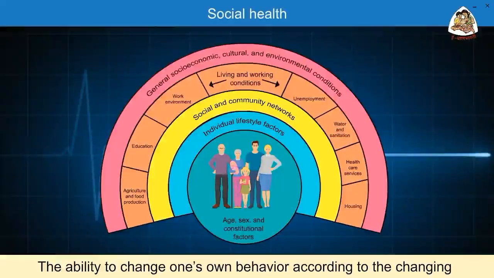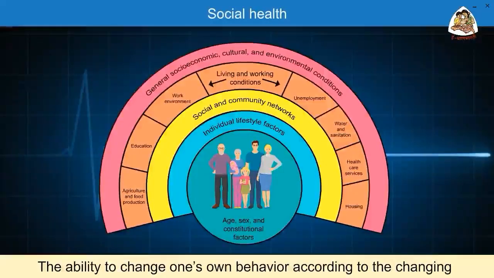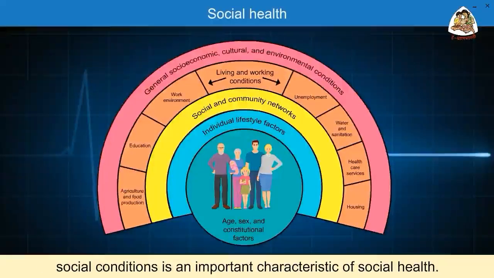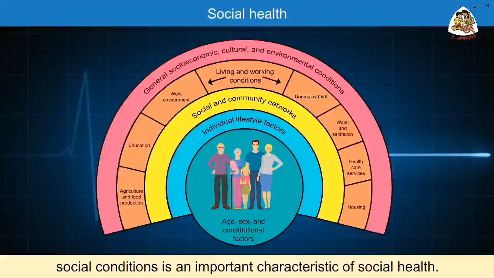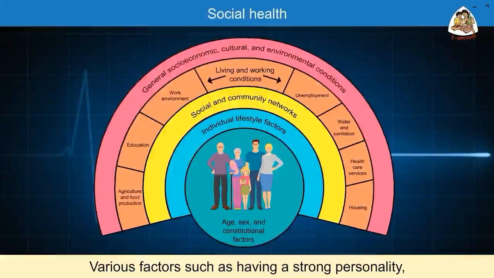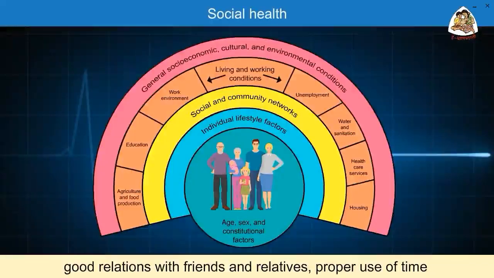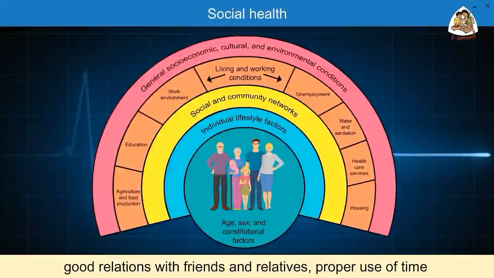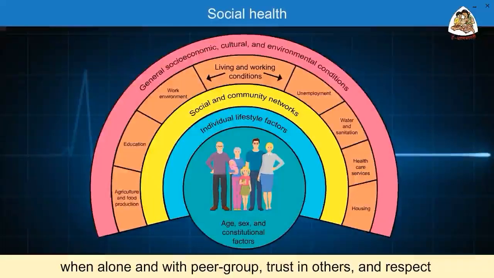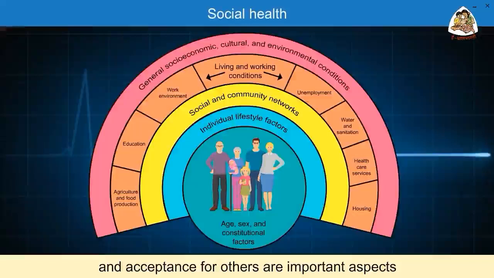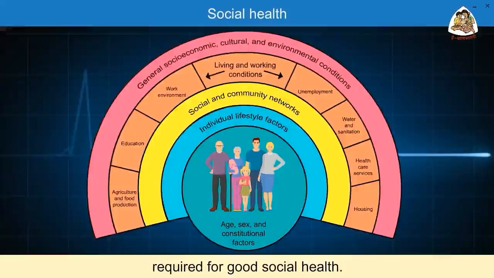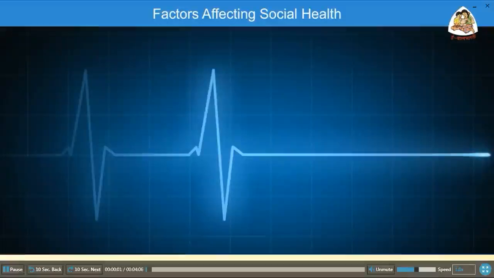The ability to change one's own behavior according to the changing social conditions is an important characteristic of social health. Various factors such as having a strong personality, good relations with friends and relatives, proper use of time when alone and with peer group, trust in others, and respect and acceptance for others are important aspects required for good social health. Factors affecting social health.